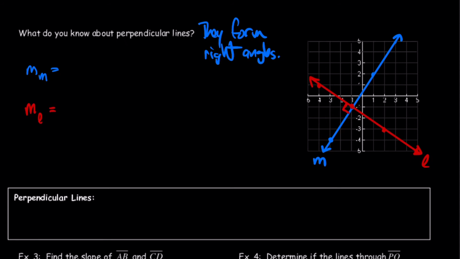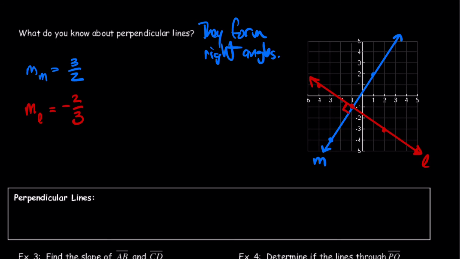So the slope of line M is up 3 over 2. Let's make sure that continues. Up 3 over 2, yes. So that slope is 3 over 2. The slope of line L goes down 2, right 3. Down 2, right 3. That's -2/3.